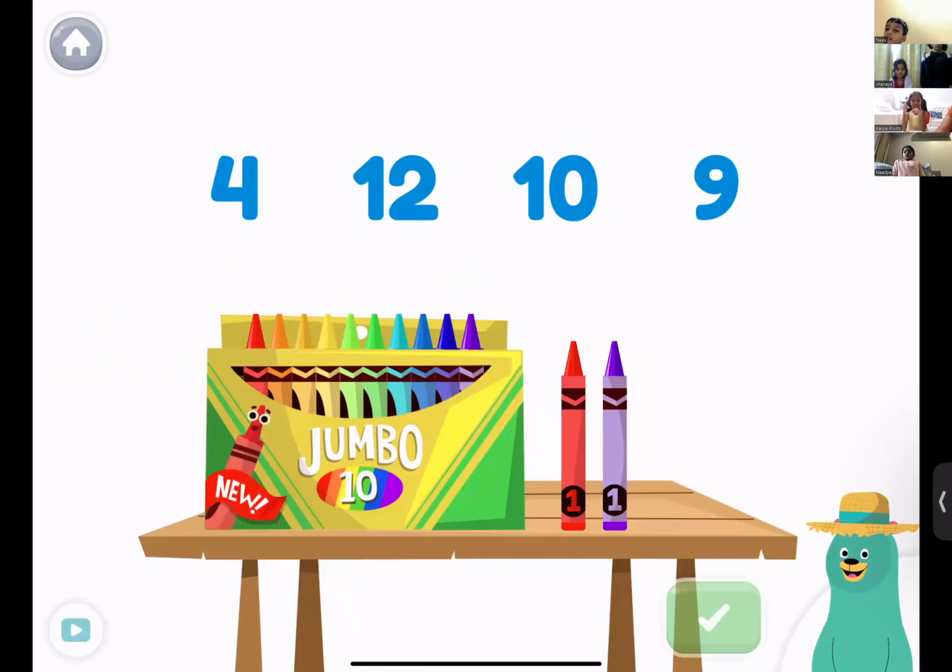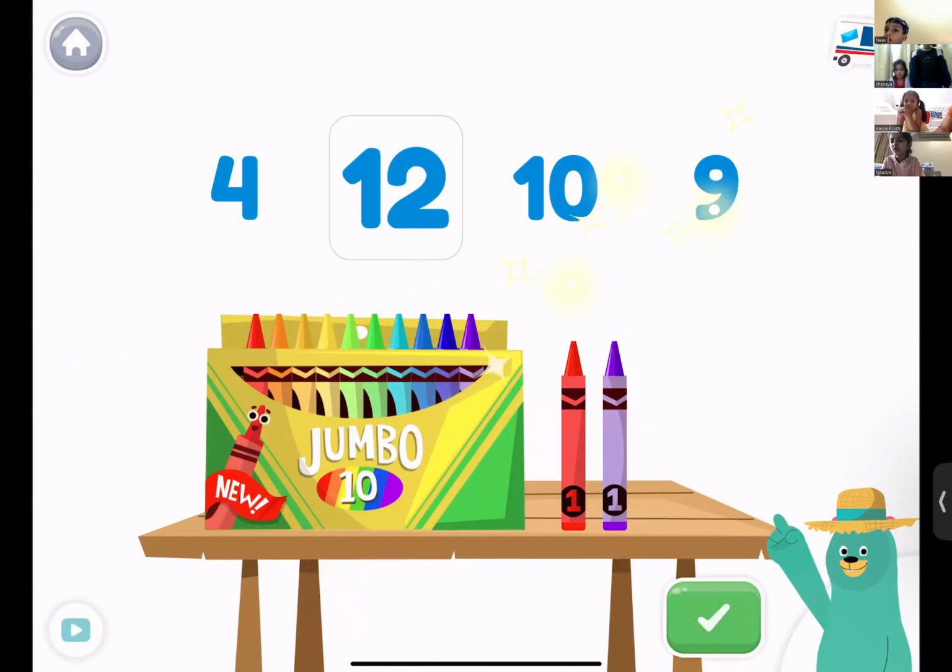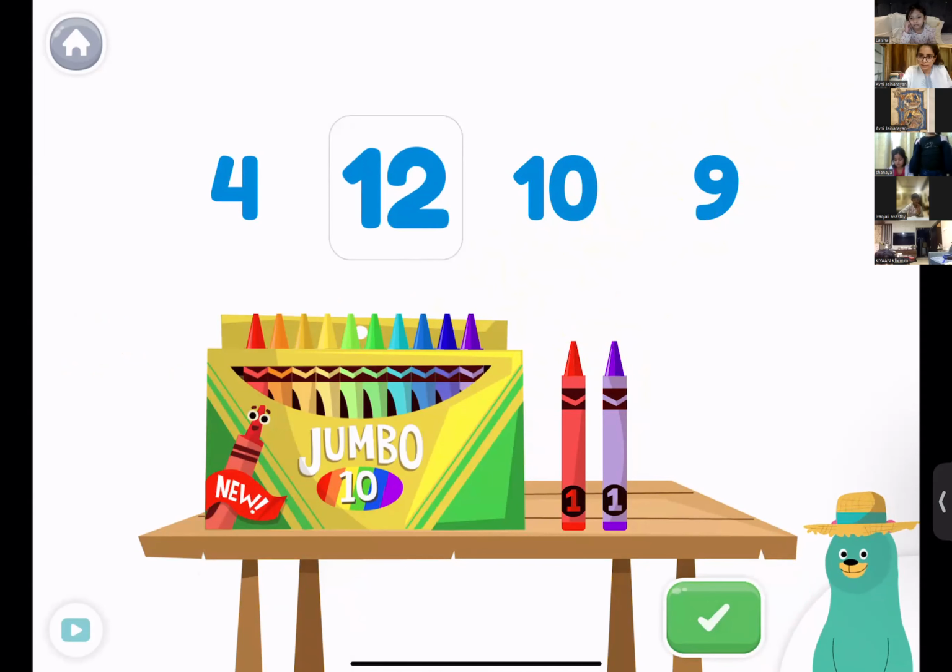How many crayons are there? So we have a pack of 10 and a single crayon. Which number is it, Nadia? 10 and 2 is? How many crayons are there? Add the pack of 10 with the single crayons. Okay. I'm going to give everybody a chance now. 12. Next is Laisha's turn.